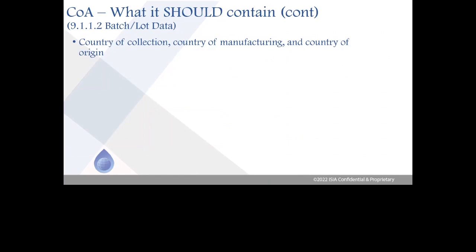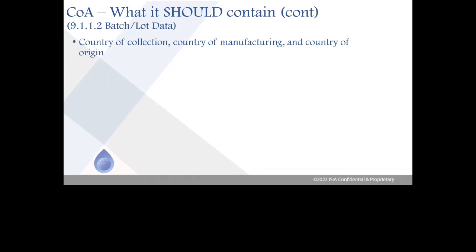Continuing with what should be reported on a C of A includes country of manufacturing or processing, country of collection, and country of origin. The country of collection is the country where the blood was collected. The country of manufacturing or processing is the country where filtration, bottling, and labeling took place. These processes are considered substantial transformation of the product. The country of origin reporting is for regulatory requirements.